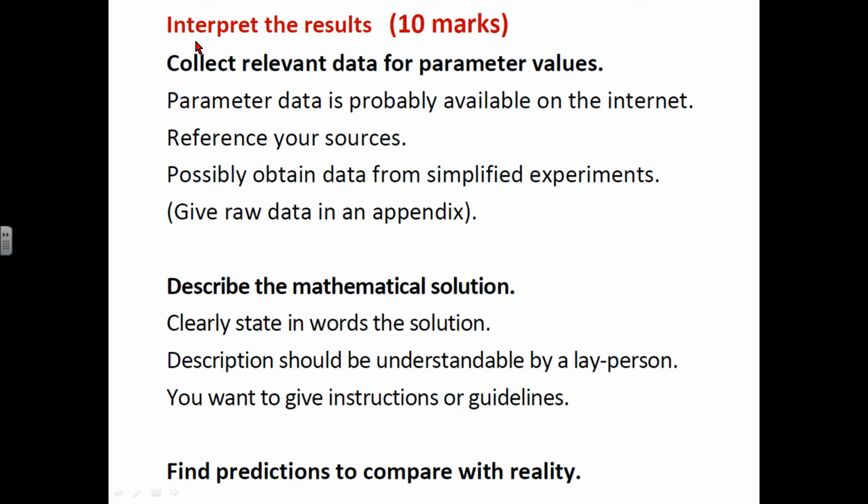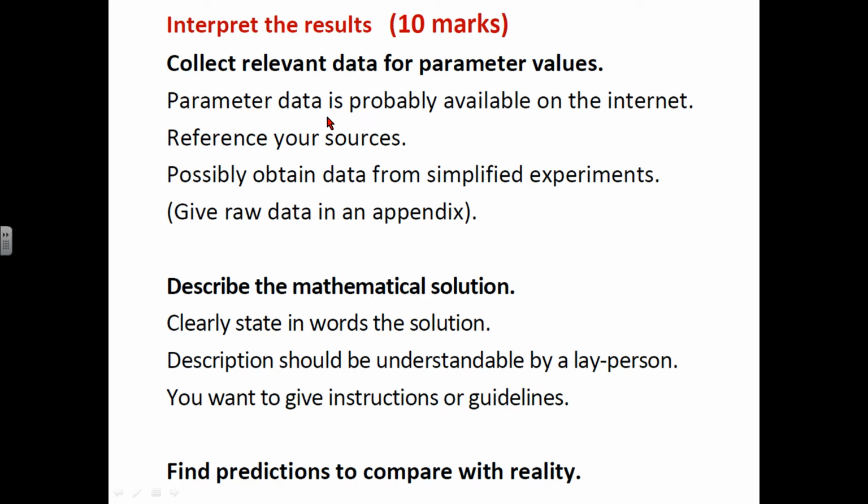Then we go into the next section here, which is interpret results. There's 10 marks here. So that requires collecting data for the parameter values. So acceleration of gravity, I don't know, and whatever other parameter values that you might want to have for your model. So there's certain things that you might not want to vary, such as, I suppose, maybe the height or the angle of the roof.